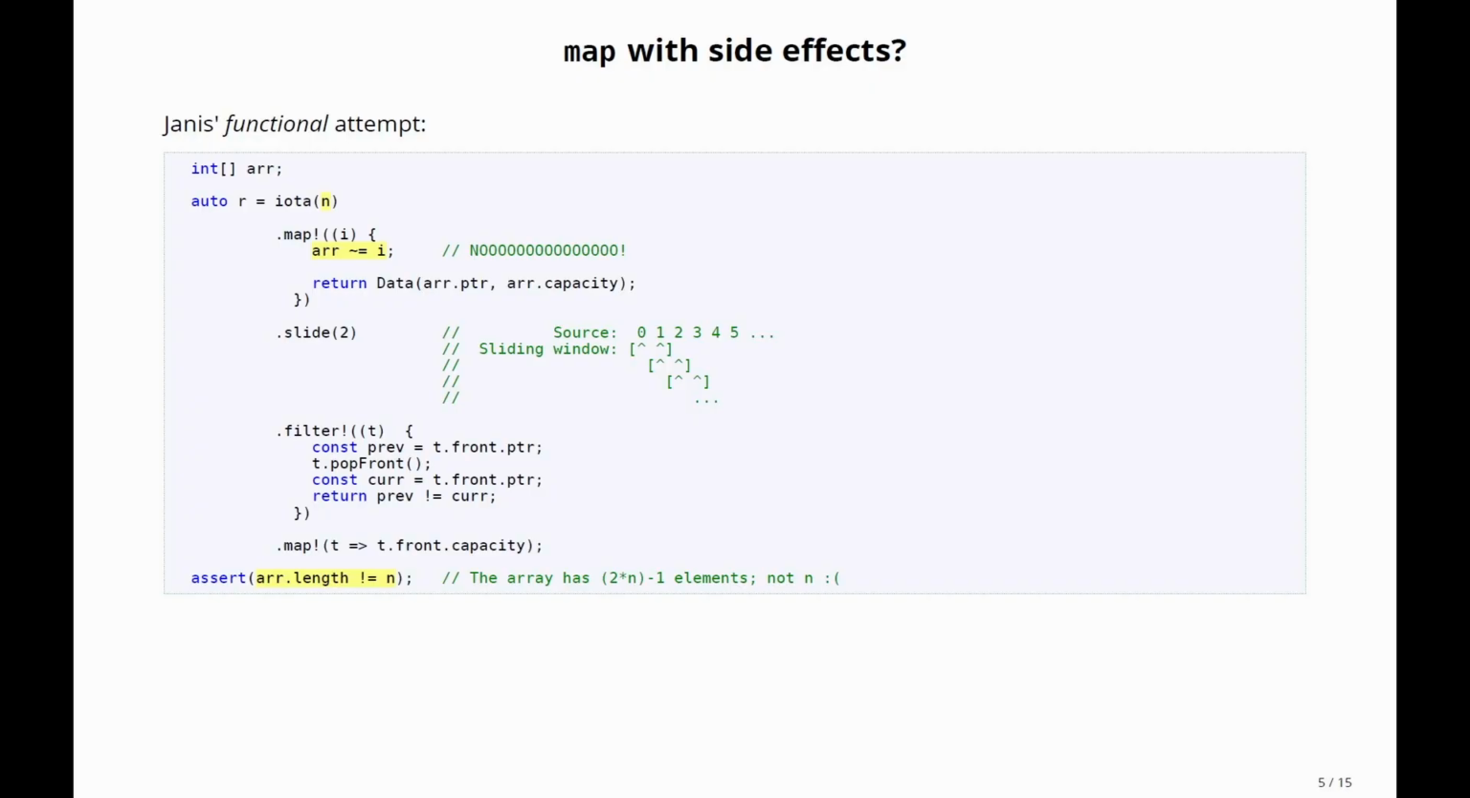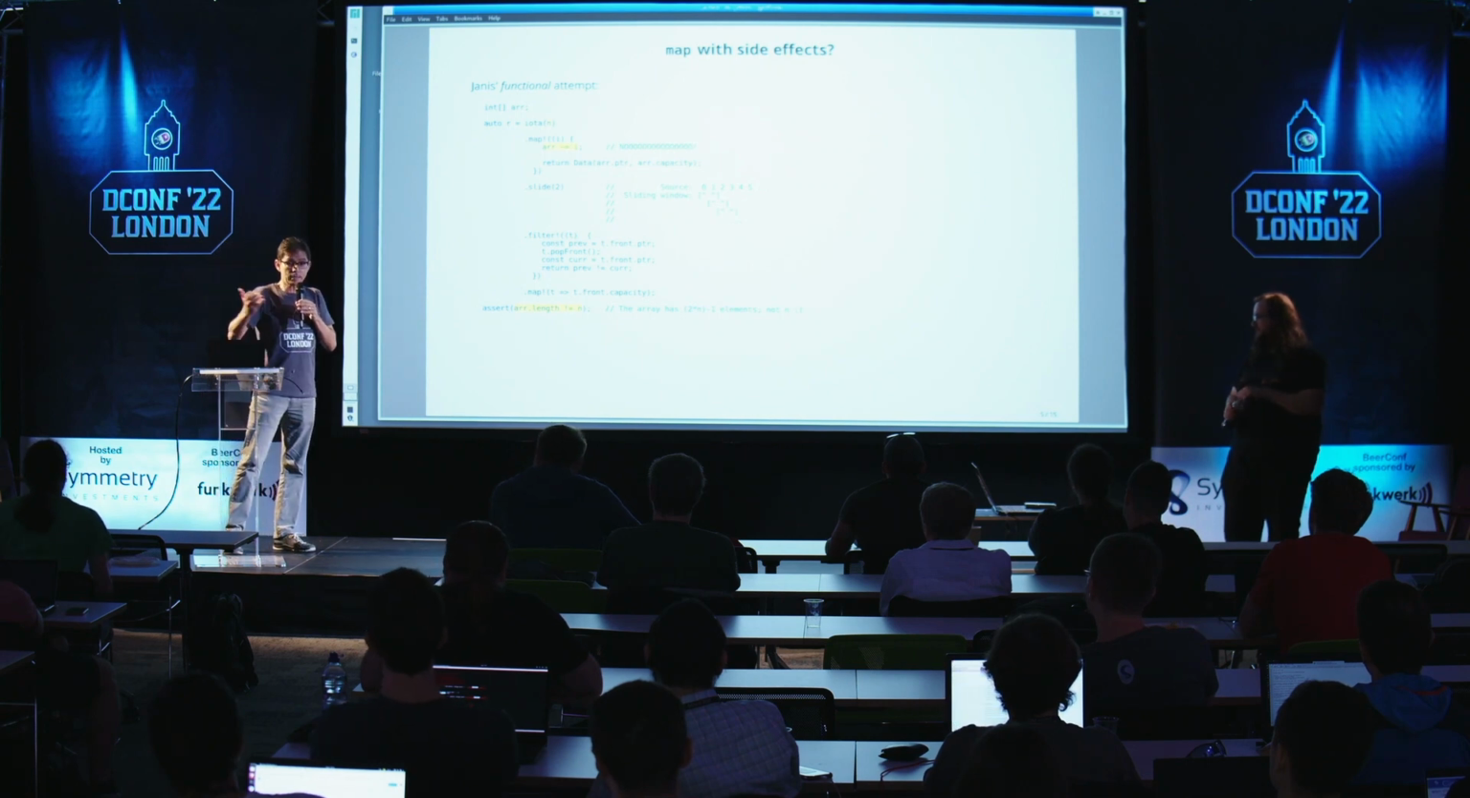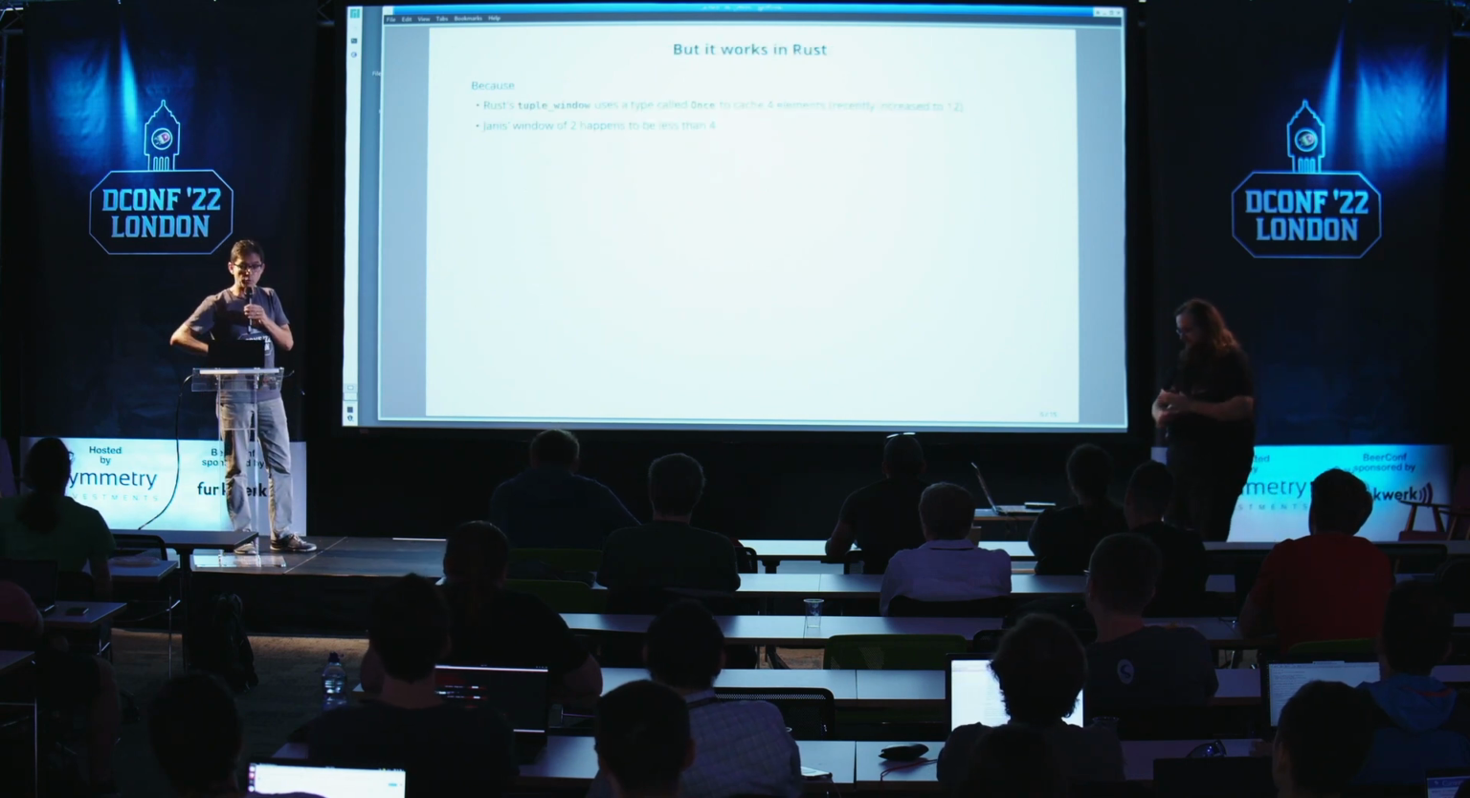For that one, the 2 slides will execute the map twice. And in the end, look at the bottom: instead of getting n elements in your array, you get 2n minus 1 elements. Then Yannis came to me, saying, how come this is happening? Because it works in Rust.